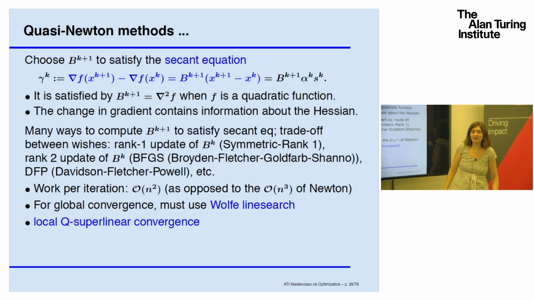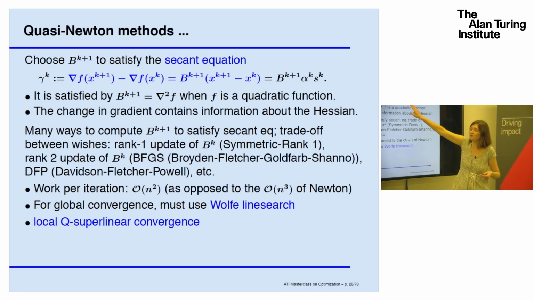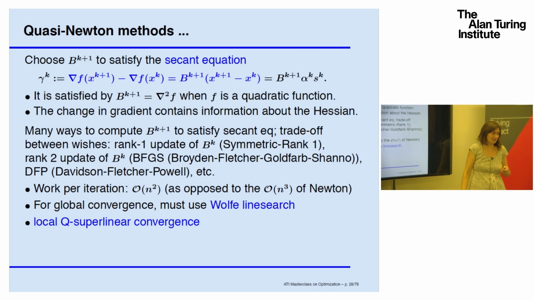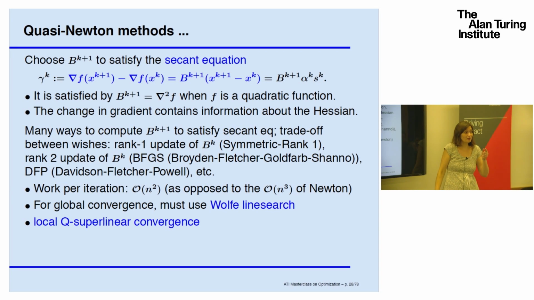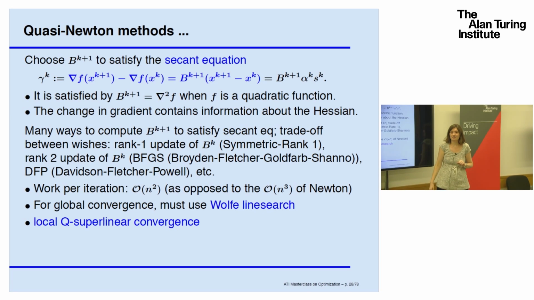And you gain two more things. You gain that you can use clever ways of calculating the inverse of your new matrix, so that you do not have to solve a linear system to compute your sk in the next iteration. You only need to do a new matrix vector product. So you reduce the cost of your iteration, okay?